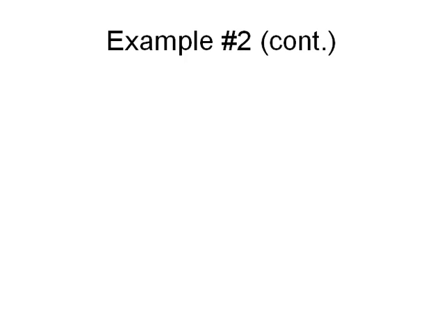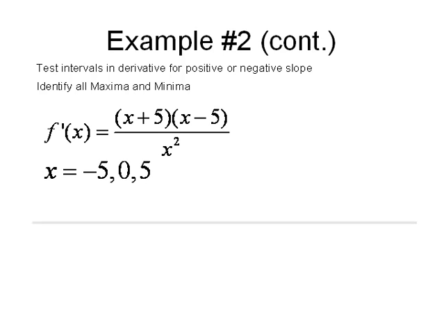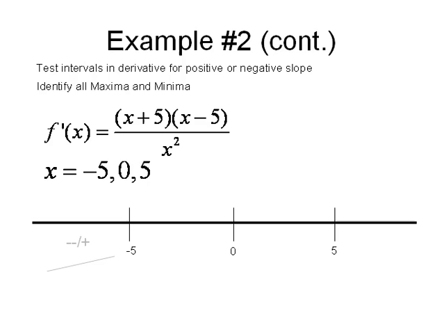Example 2 continued. Test intervals in the derivative for positive or negative slope. Identify all maxima and minima. Remembering the derivative and the critical values, we construct a number line with the intervals separated by critical values. We test the intervals in the domain of the function. Test values from the intervals in the derivative to determine whether the interval is increasing or decreasing, and mark it as such. The first is increasing. The second is decreasing. The third is decreasing. And the fourth is increasing.